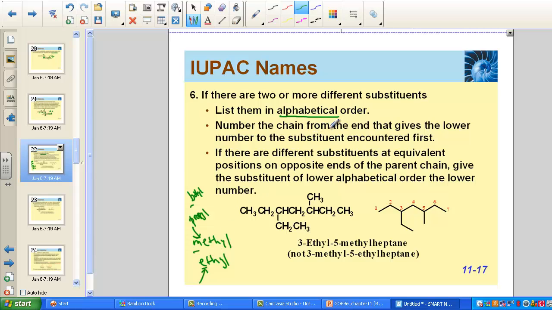We number the chain from the end that gives the lower number to the substituent encountered first, regardless of the alphabet. If there are different substituents at equivalent positions on opposite ends of the parent chain, now the alphabet plays a role. The lower number is given to alphabetical order. Let's make a note of that.